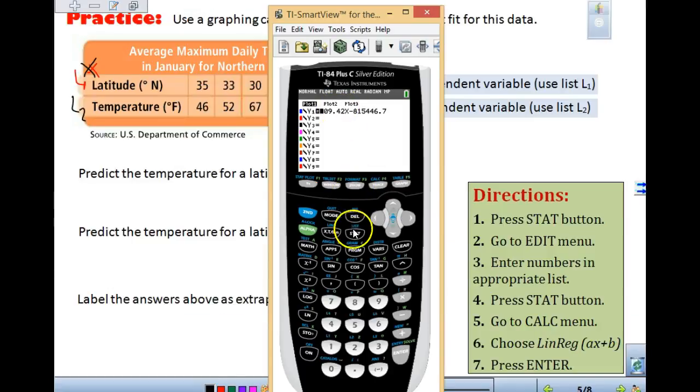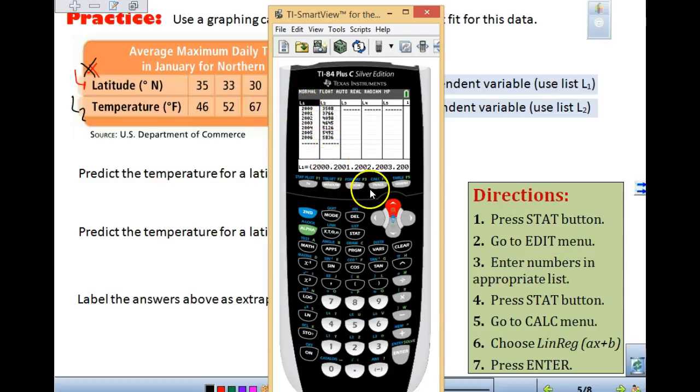We've got to clear our list. So we're going to hit stat. At edit, we're going to hit enter. How do I clear list 1? Someone tell me. Go, Keegan, tell me. You go on top of list 1, so I use the arrow button. I get all the way up to L1, and I want to hit clear, then enter. So everyone should be with us for the second part.